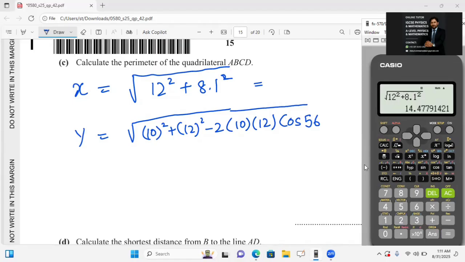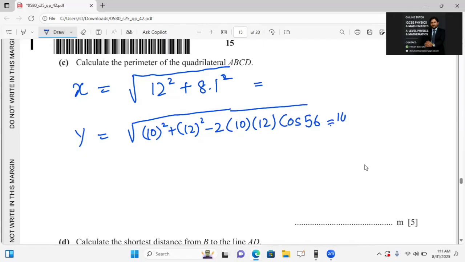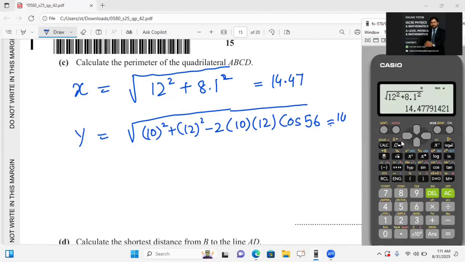equals 14.47. After that, the square root of 10 square plus 12 square minus 2 into 10 into 12 into cos 56, which is equal to 10.47.